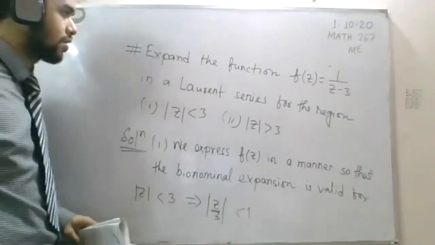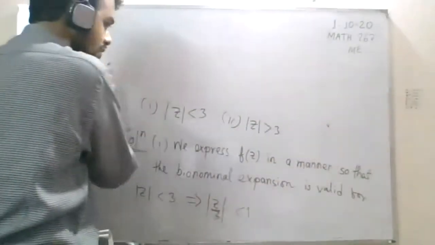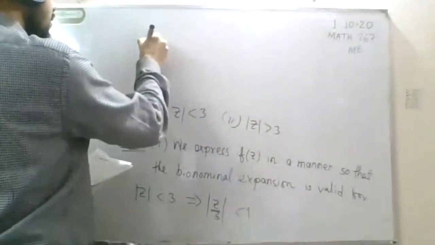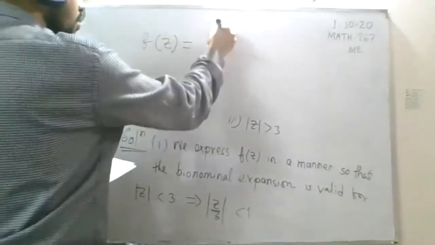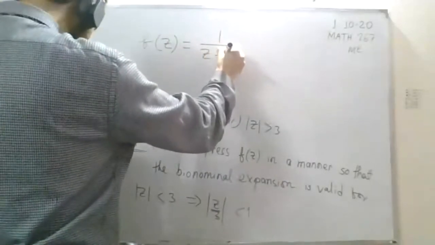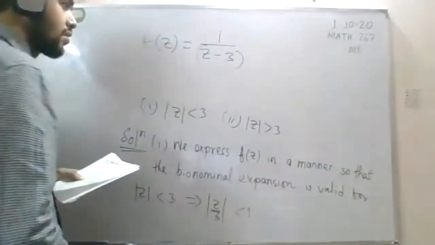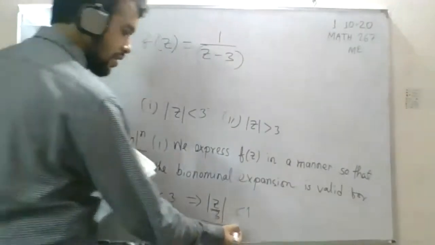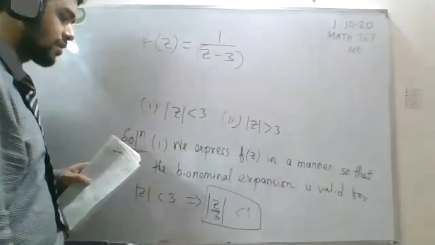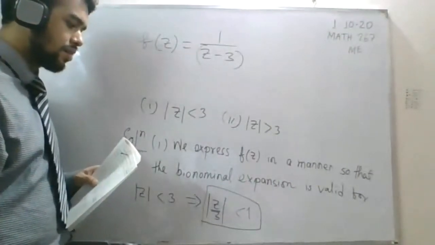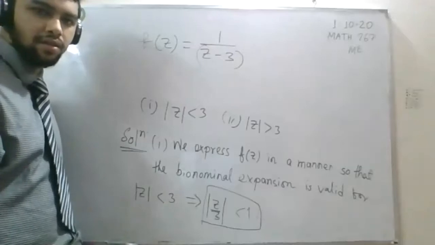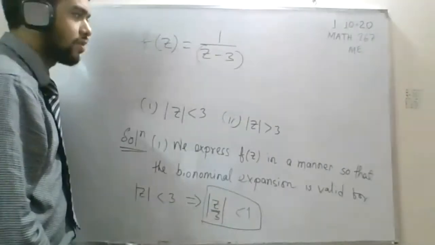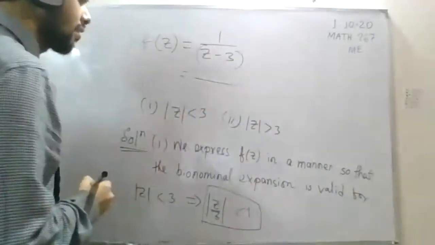Okay, I just solve this equation. f(z) equals 1 by (z minus 3). Here it is 3. Okay, so this is our given function. Now, let's take a look here. Our given condition is modulus of z by 3 less than 1. Okay, so you have to make this using this condition.